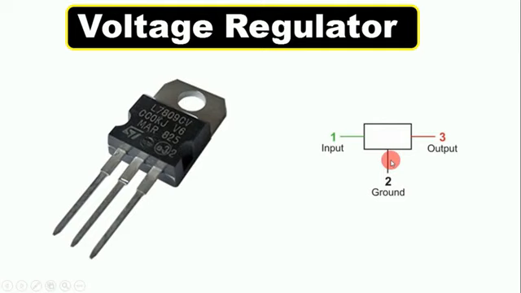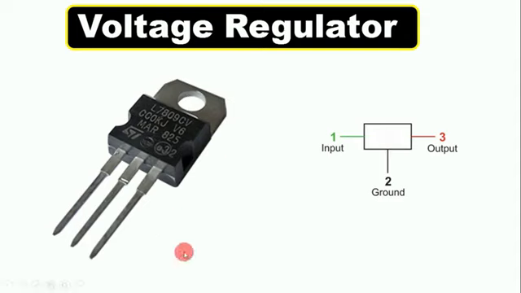The symbol is made like this. In this voltage regulator, there are three terminals. Among these three terminals, one terminal is for input, the second one is for output, and one terminal is for ground. We use a voltage regulator in a circuit where we want constant voltage in output. That is, if you want to drop voltage in a circuit, then you can use a voltage regulator.